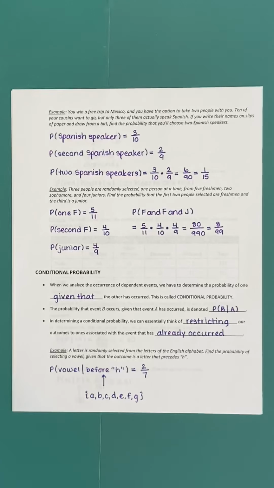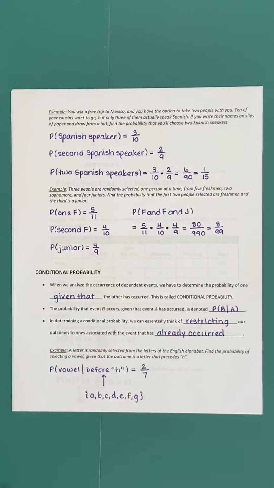3 people are randomly selected, 1 person at a time, from 5 freshmen, 2 sophomores, and 4 juniors. Find the probability that the first 2 people selected are freshmen, and the third is a junior. In other words, we want to know the probability that we get the sequence, freshman, freshman, and then junior. What's the probability that we get that sequence? Go step by step with each individual occurrence.